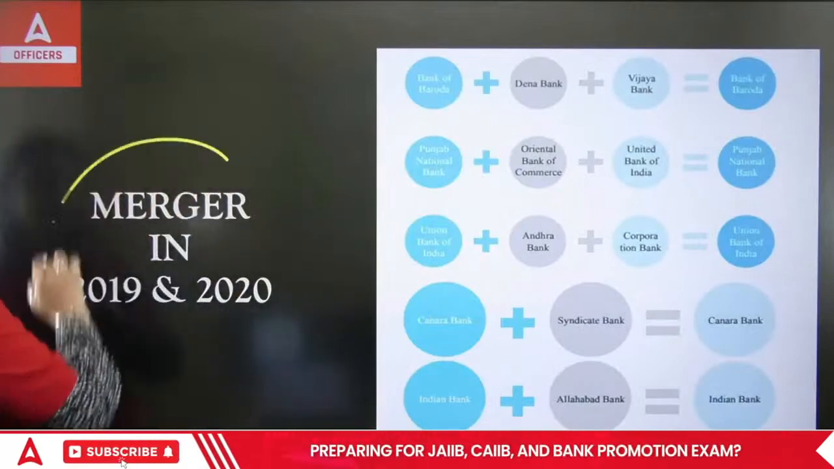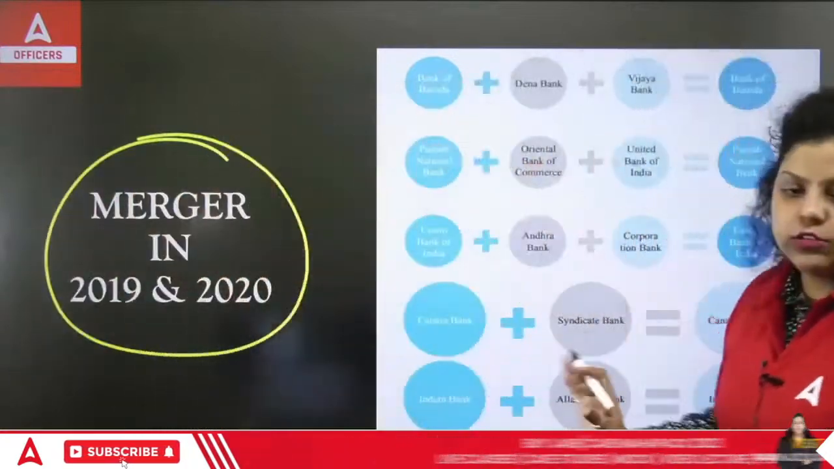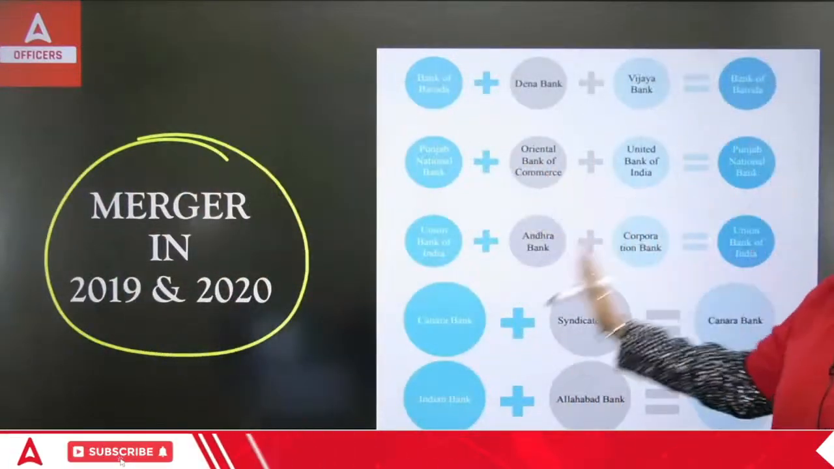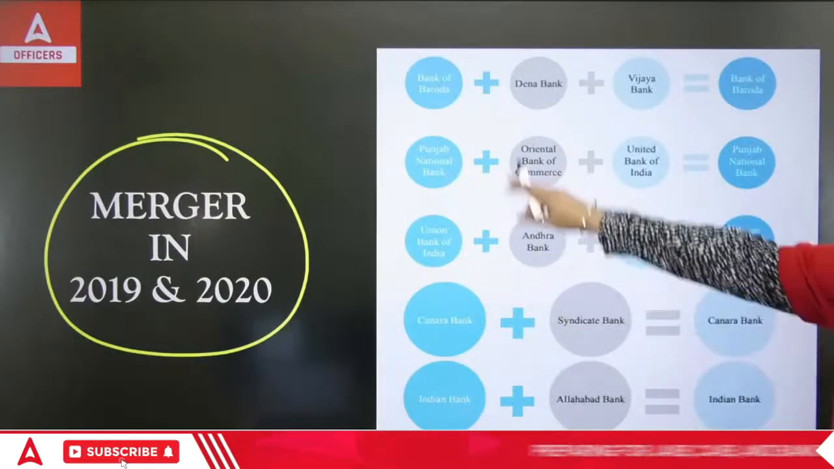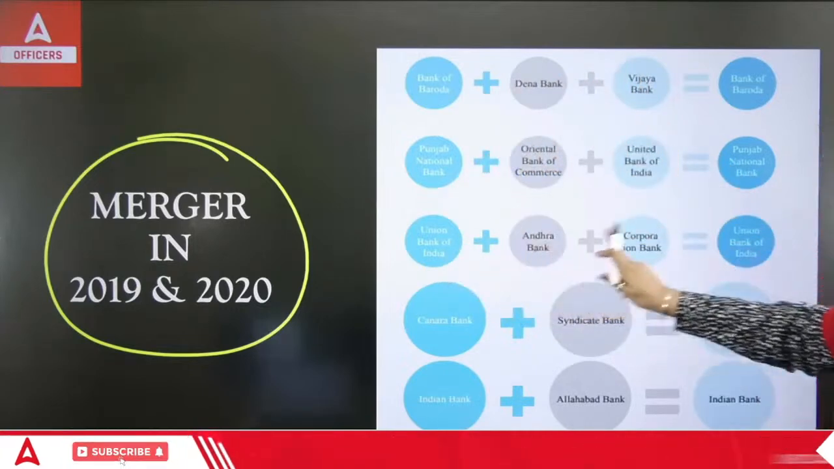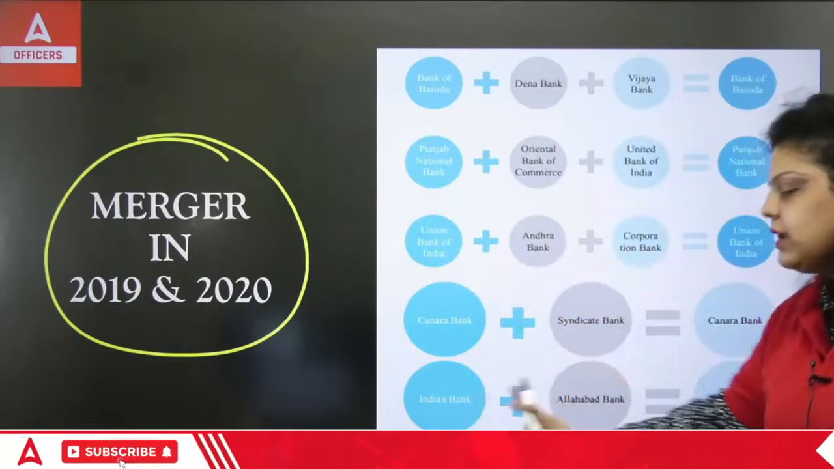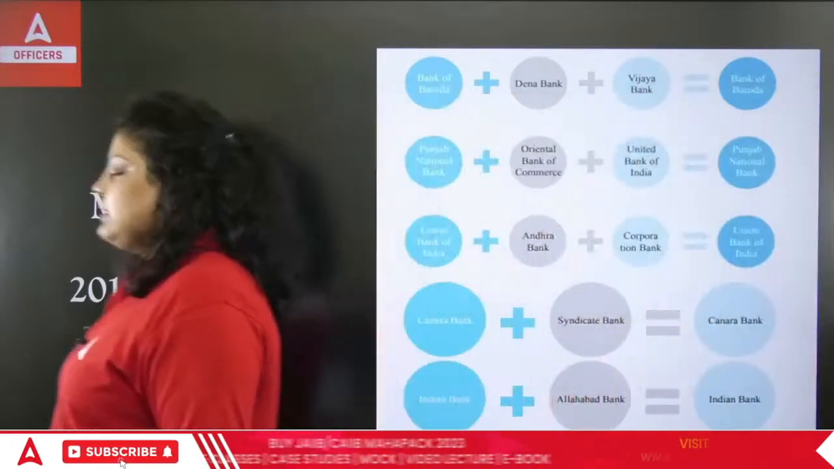So these are the mergers in 2019-20. You can see I haven't written the full names there, I have written the initials of the banks, but the names merged in 2019 and 2020 are Bank of Baroda, Dena Bank, Vijaya Bank, PNB, Oriental, United, Union, Andhra, Corporation, Canara, Syndicate, Indian, Allahabad. So these are the banks which were merged in these years.